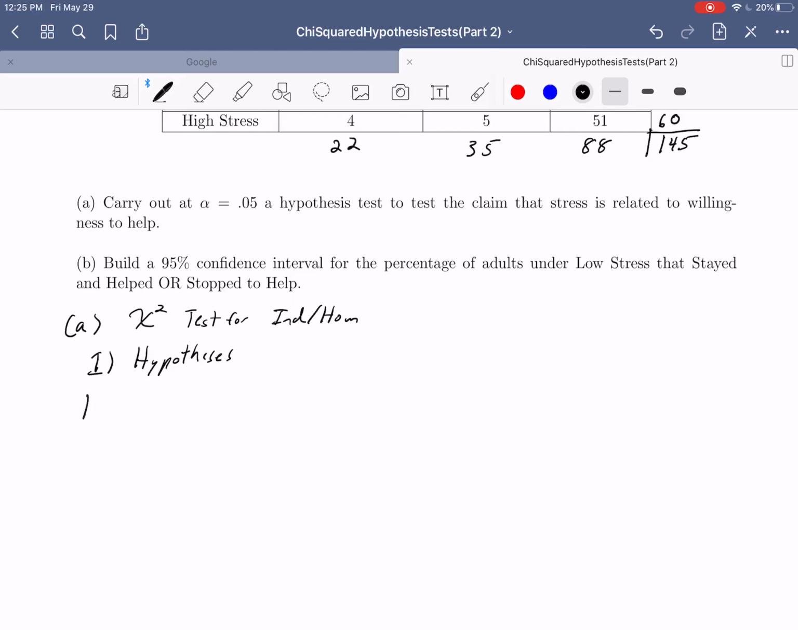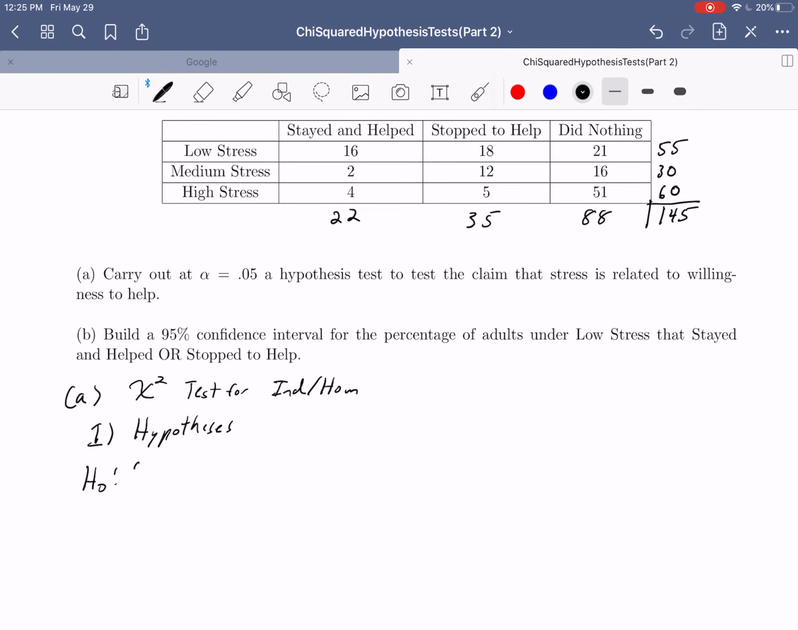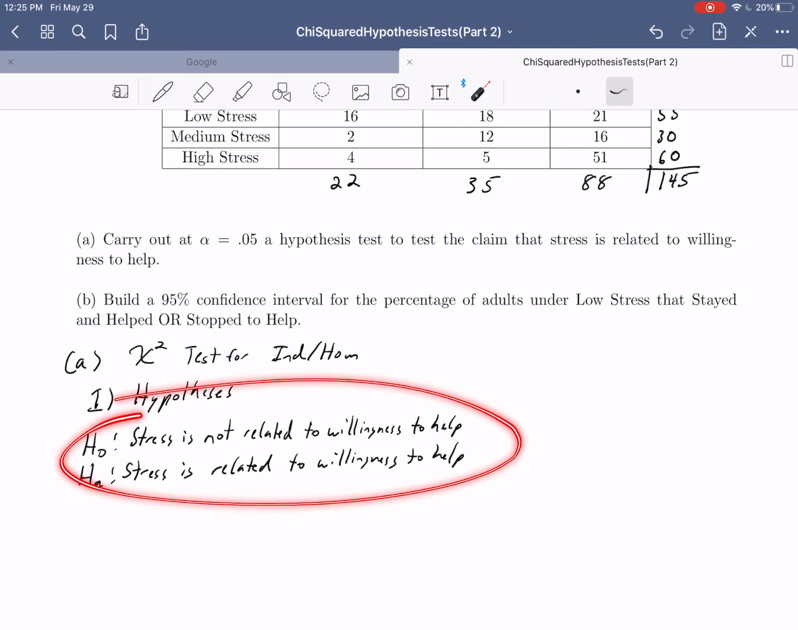So for one of these chi-square tests for independence and homogeneity, remember that the null and alternate are phrased as sentences, and they're always the same. The null is going to be that the 2 variables are not related. So stress is not related to willingness to help. And then, of course, the claim, what we're actually looking for evidence for, is that stress is related to willingness to help. So that's always going to be the format for the hypotheses there.